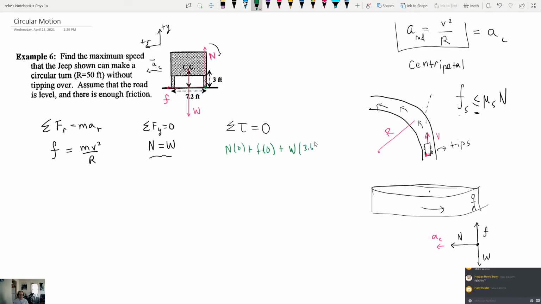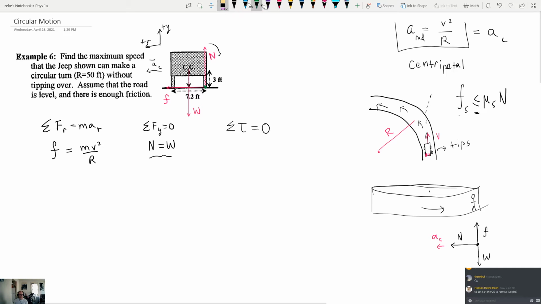3.6. And this isn't going to work. We can't really solve for anything now, because if this is 0 and this is 0, we just get W times 3.6 equal to 0. It's only going to work if the weight is 0. This equation doesn't actually give us any new information, right? So we can't really choose that one. What else can we choose? Center of gravity. Let's try that one.